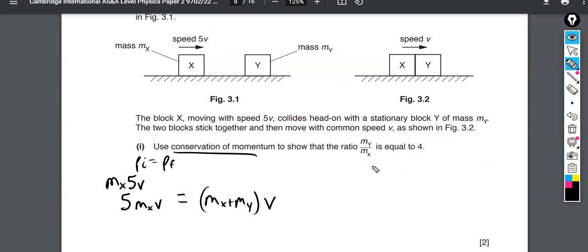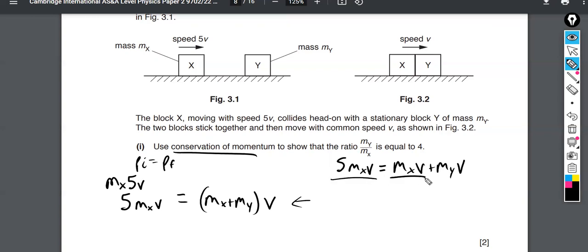And it says the ratio my to mx is equal to 4. So somehow we've got to get a ratio of my to mx equal to 4. Well, let's just trust the mathematics here and see what we can do with it. I'm going to distribute this v. So I have 5mxv equal to mxv plus myv. Now, what I'm trying to do is really get this ratio. The only place that my shows up is right here, so I want to work with that.